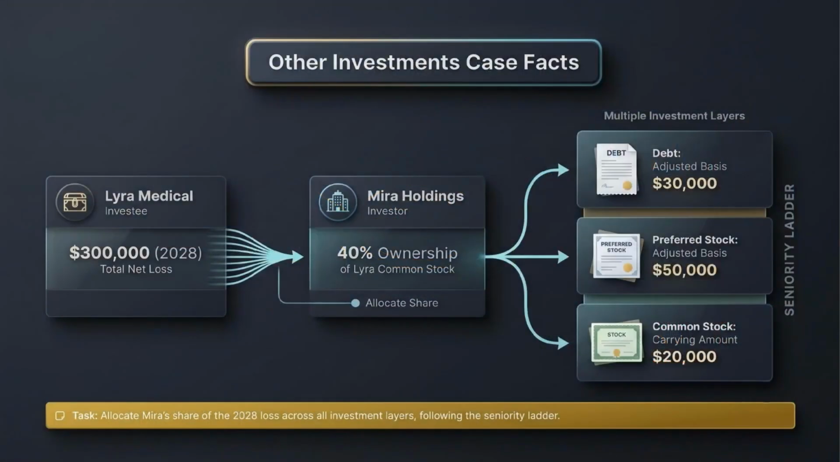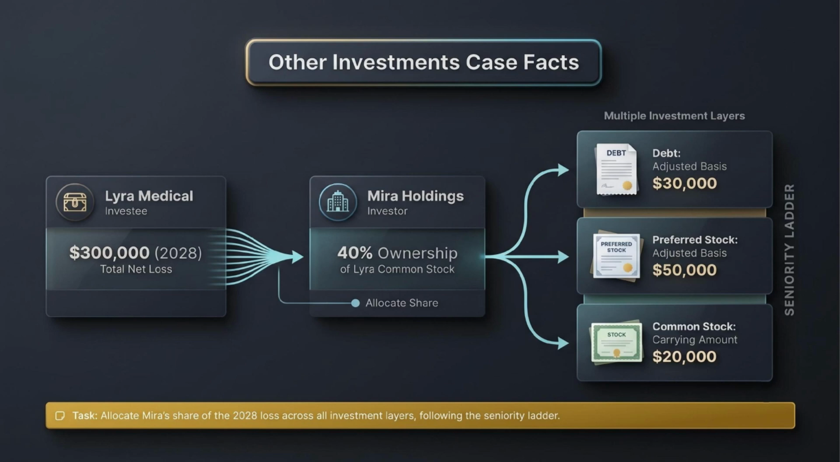Now let us use the multi-layer loss allocation case. In 2028, Mira Holdings owns 40% of Lyra Medical common stock. The common stock investment carrying amount is $20,000. Mira also holds Lyra preferred stock with an adjusted basis of $50,000 and Lyra debt with an adjusted basis of $30,000. Lyra reports a 2028 net loss of $300,000. Mira's share of that loss is 40% of $300,000 or $120,000.